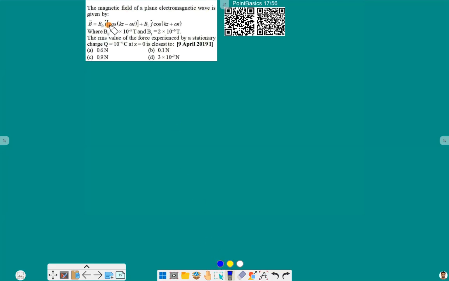So here we have a magnetic field, the magnitude of the magnetic field B node, and we have B1. So our field is a combination of two fields, B1 and B2. The RMS value of the force experienced by the stationary charge Q equal to 10 raised to power minus 4 coulomb at Z equal to 0 is close to.